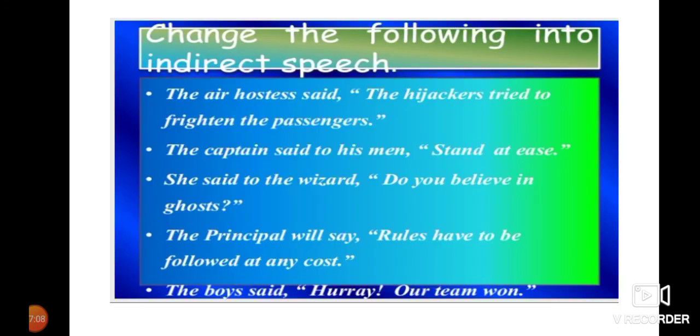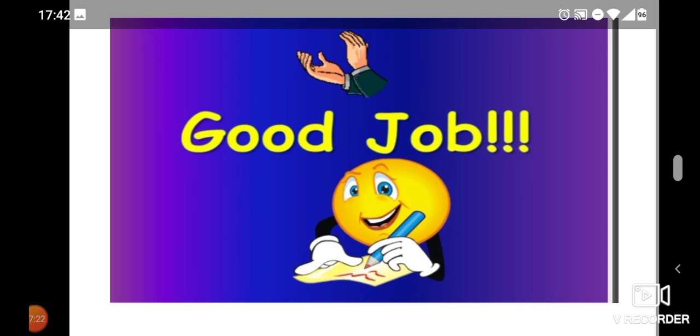Let's check what have you learned. The air hostess said the hijackers tried to frighten the passengers. The air hostess said that the hijackers have tried to frighten the passengers. Good job. You have learned direct, indirect in a very good manner.